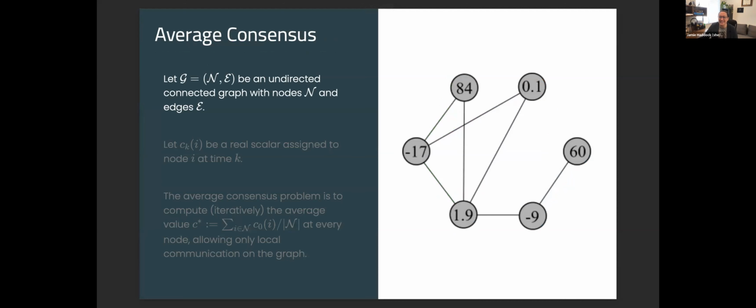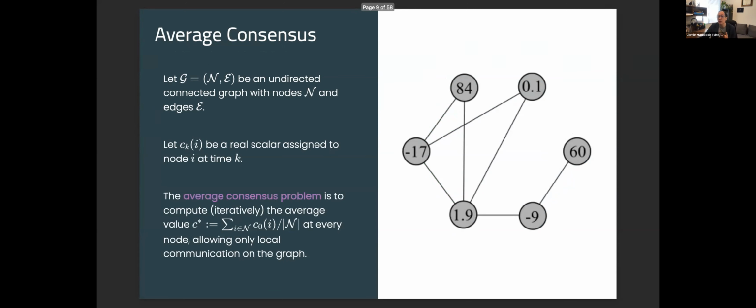So I don't think that this slide is necessary for this group in particular, but let me just make sure we're all on the same page. So what is average consensus? If you have an undirected graph, right here, we have our graph G. We're going to imagine that there are these scalar values assigned to the nodes. So initially, there's this sense of secret values. All of these nodes know their values.